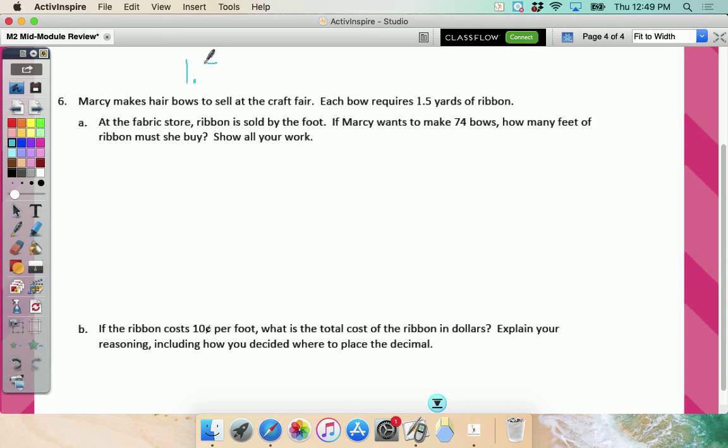I want you to write 1.5 yards at the top. And I want you to write 74 bows, and you'll understand why we're writing these in a little while. But just write them for now. On the test, instead of 74, it's 84. So if you want to practice for the test tonight, change 74 to 84.